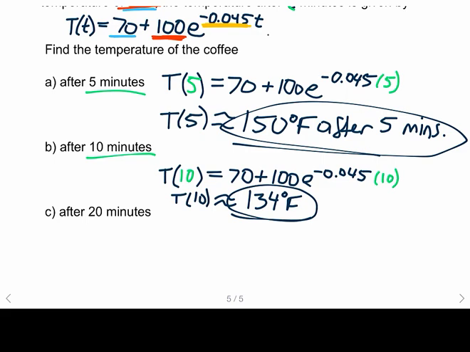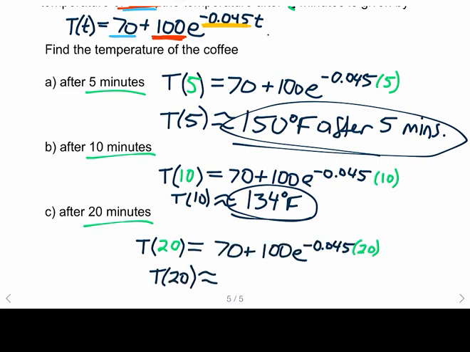Last but not least, after 20 minutes, what's the temperature of this coffee? So what I want you to do is find T of 20. Go ahead and pause it, do that. And I get that T of 20 is approximately 111 degrees Fahrenheit. This is probably not interesting coffee anymore.